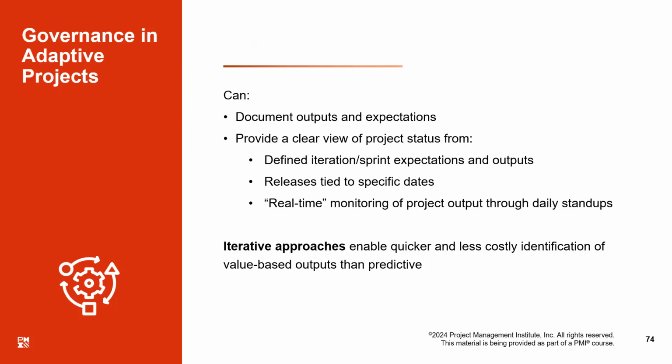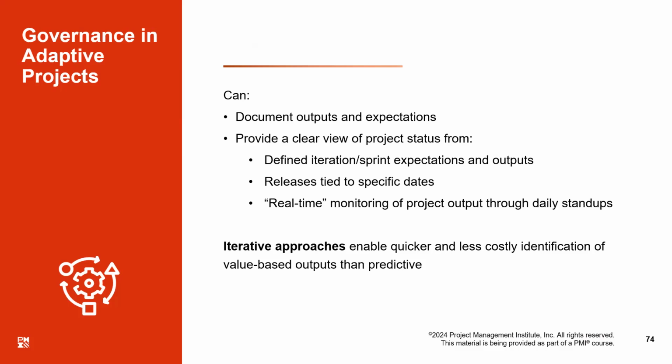So they can document outputs and expectations. They can provide a clear view of project status from defined iterations, sprint expectations, and outputs. They also can give you the guidance on how the releases are tied to specific dates, because you might have to deliver certain things on certain dates, and that deliverable is tied to a release date. So we have to comply with that, even if we are doing a project in an adaptive manner. This is a condition that we have to release.